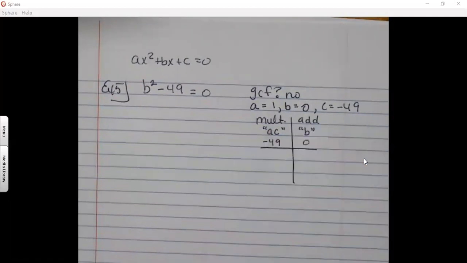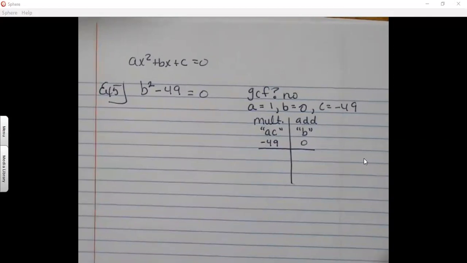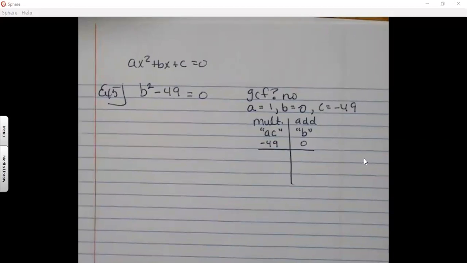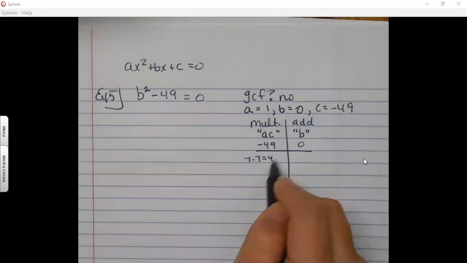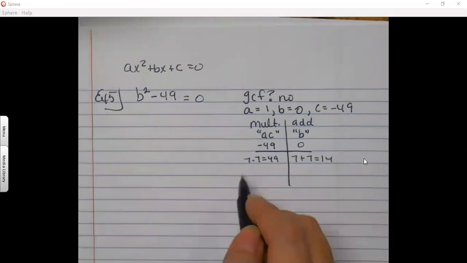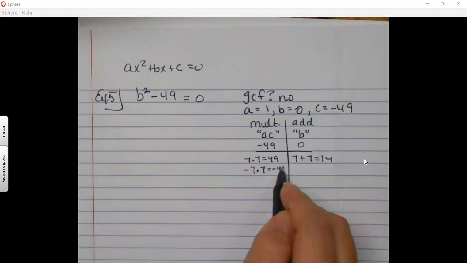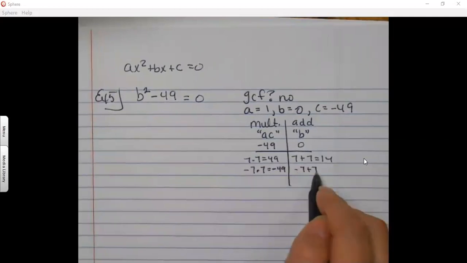Any ideas? Don't worry about it being negative 49. Don't worry about both sides right now. What could you multiply together to get 49? 7 times 7 is 49, right? But what's 7 plus 7? 14. Okay, well, we needed it to be negative 49. So what if I did negative 7 times positive 7? That's negative 49, right? And what's negative 7 plus 7? Boom.